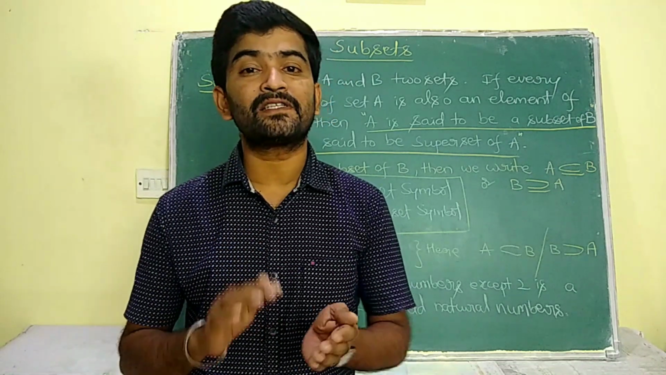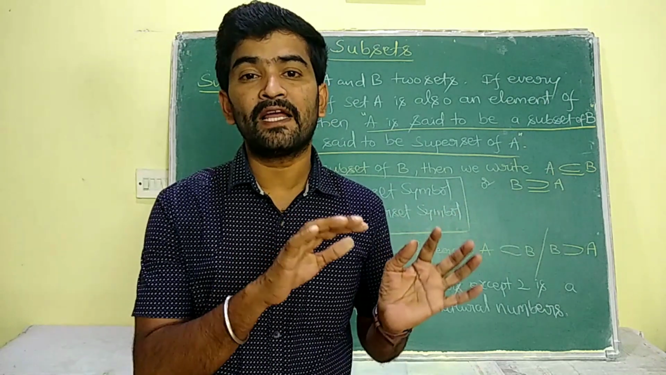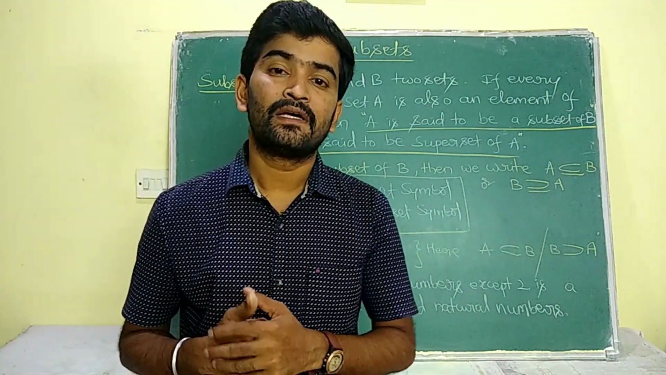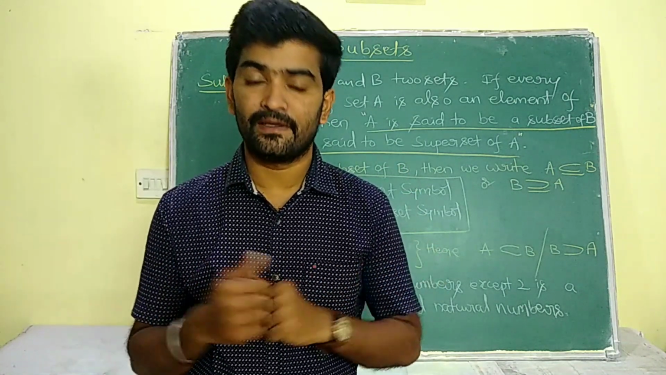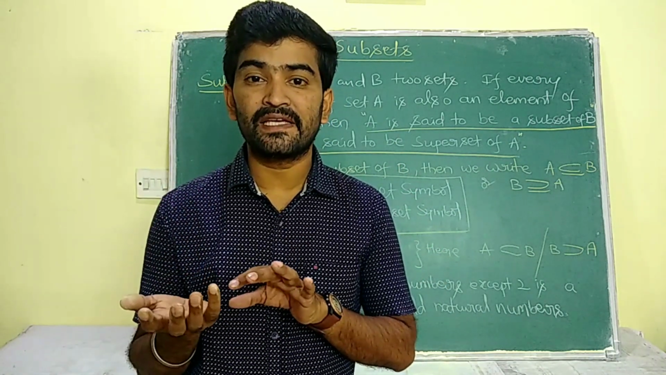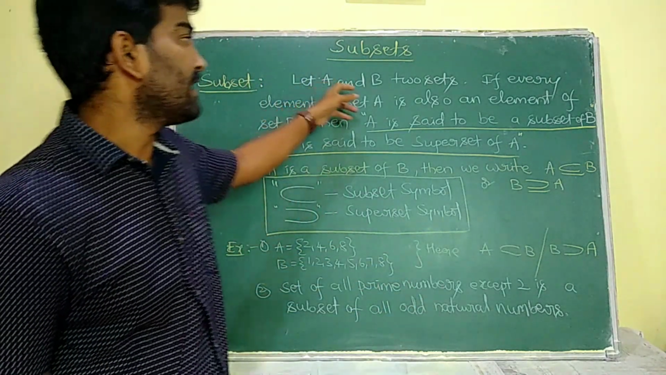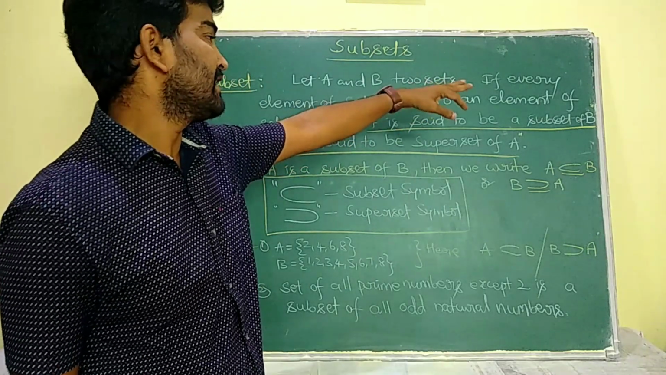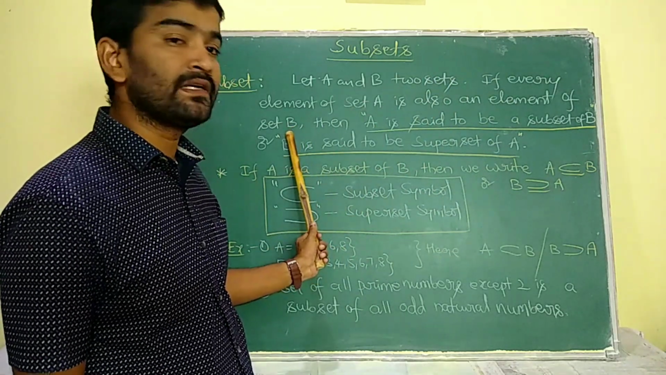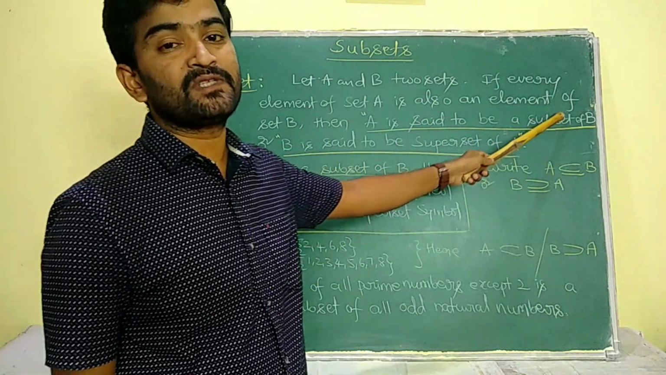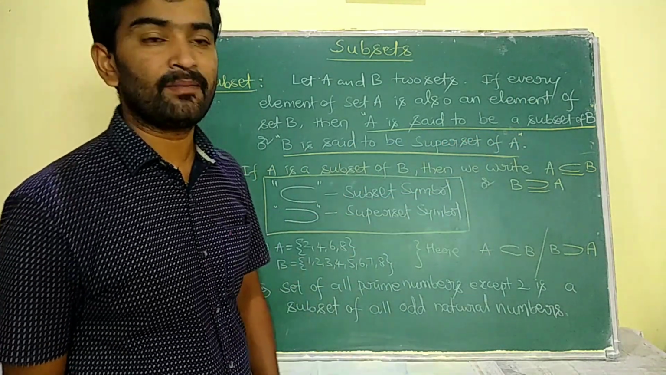If all the elements of A are members of the set B, that means all the elements of A are there in B, then we say the set A is the subset of B, or the set B is the superset of the set A. Let A and B be two sets. If every element of set A is also an element of set B, then A is said to be a subset of B, or B is said to be the superset of A.